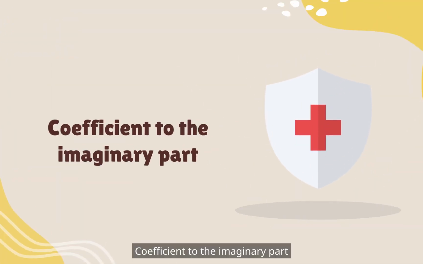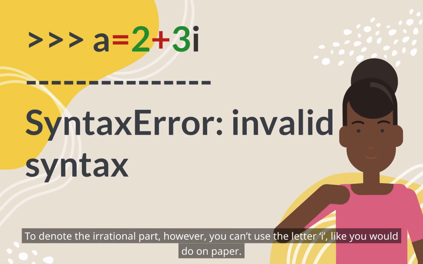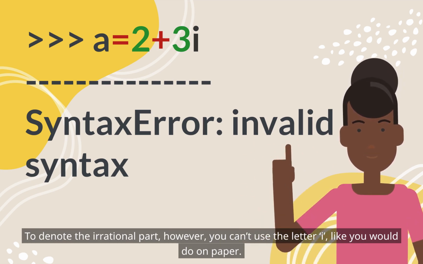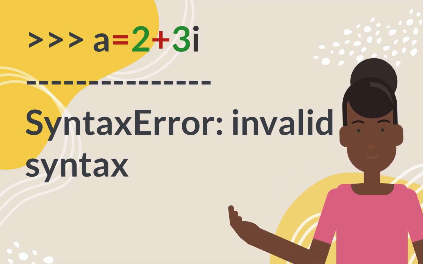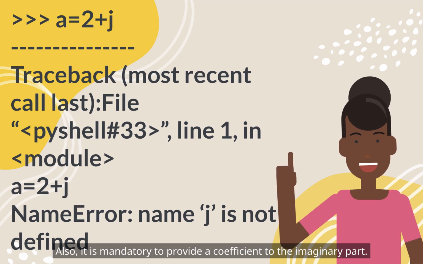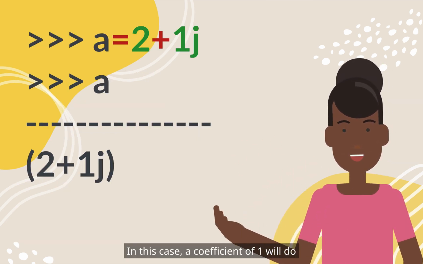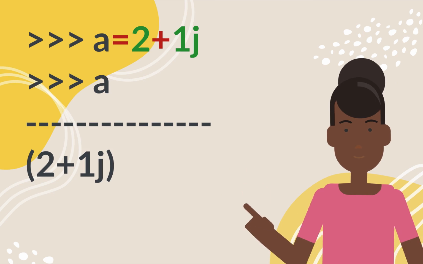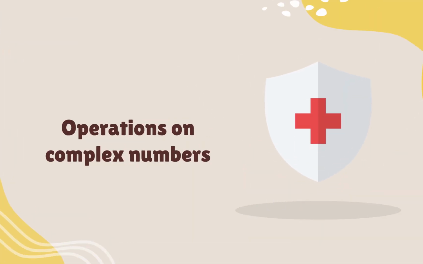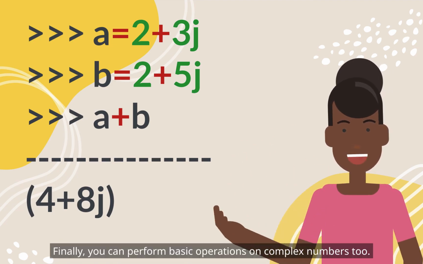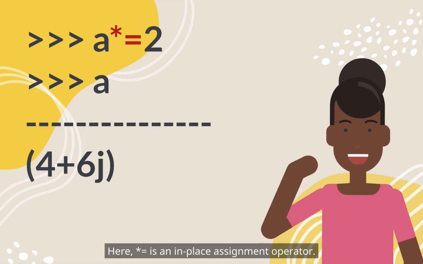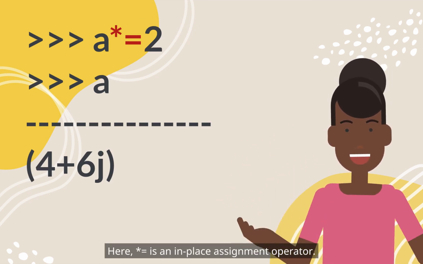To denote the imaginary part, however, you can't use the letter i, like you would do on paper. Also, it is mandatory to provide a coefficient to the imaginary part. In this case, a coefficient of 1 will do. Finally, you can perform basic operations on complex numbers too. Here, *= is an in-place assignment operator.